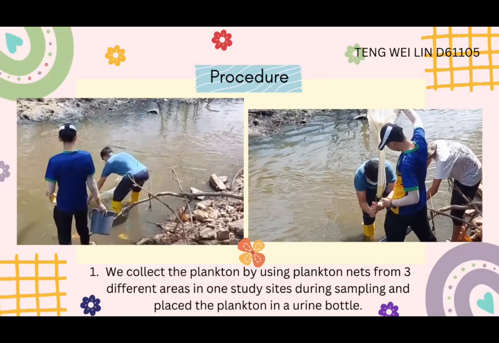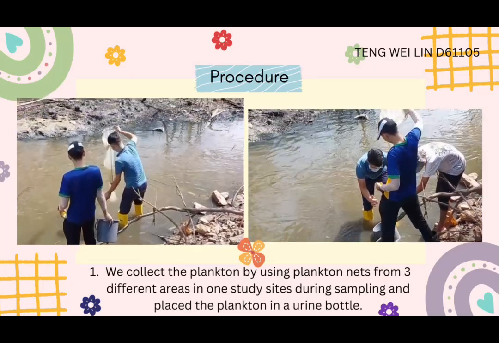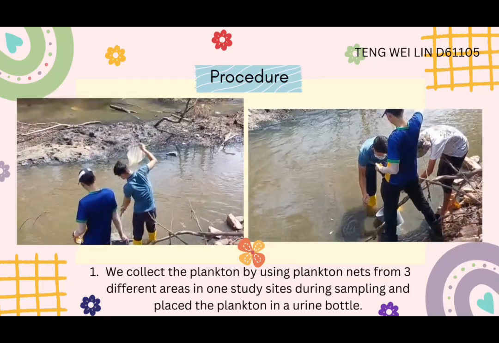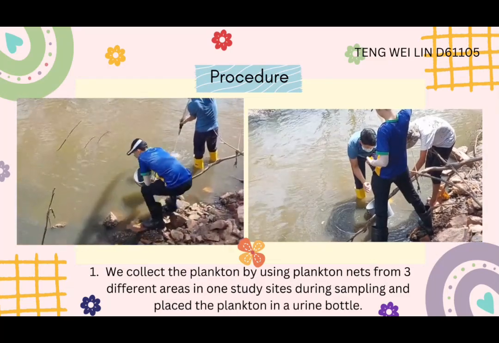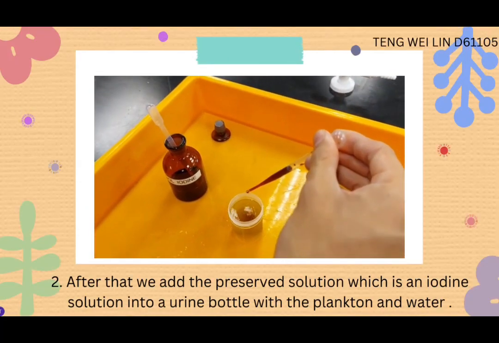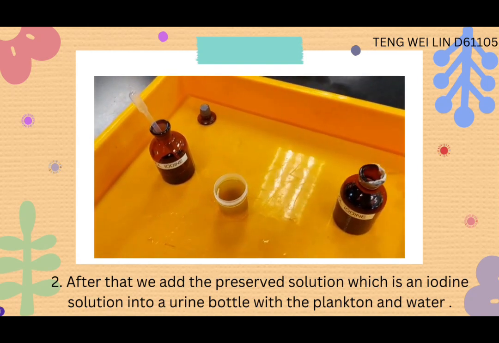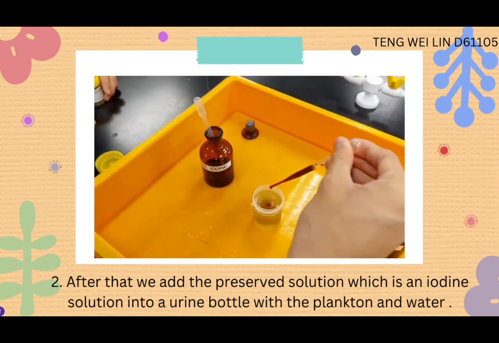Procedure. We collect plankton using a plankton net from three different areas in one study site during sampling and place the plankton in a bottle. After that, we add preservative solution, which is iodine solution, into the bottle with plankton and water.